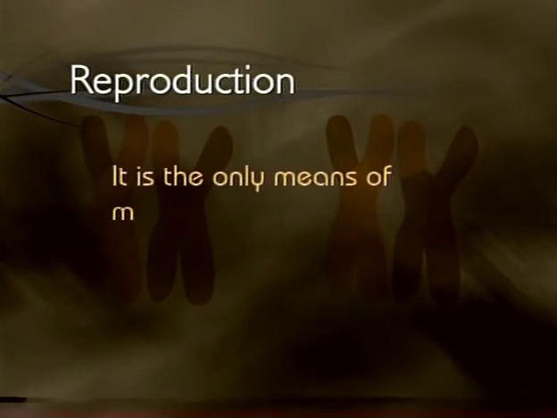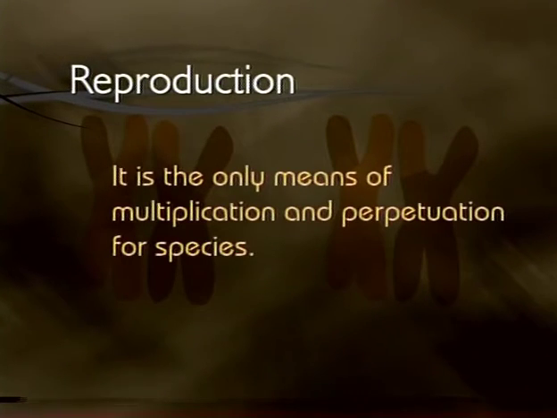Reproduction is definitely one of the most important life-maintaining processes on this earth. It is the only means of multiplication and perpetuation for a species, because older members of a species undergo aging and die out. So, to maintain individuals of our own kind on this earth, reproduction is the only mechanism. So let us discuss the various aspects of reproduction in different plants and animals.